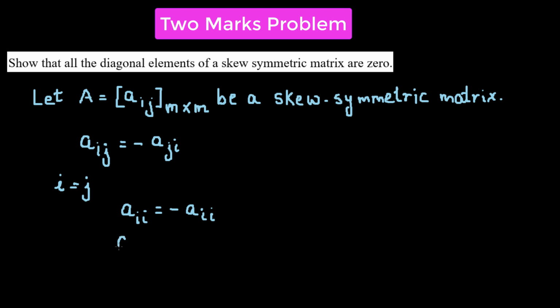Then we sum it up. This will give us Aii plus Aii equals 0, which implies twice Aii is equal to 0. Dividing both sides by 2, we get Aii equals 0. Hence, this proves that all the diagonal elements of a skew-symmetric matrix are 0.